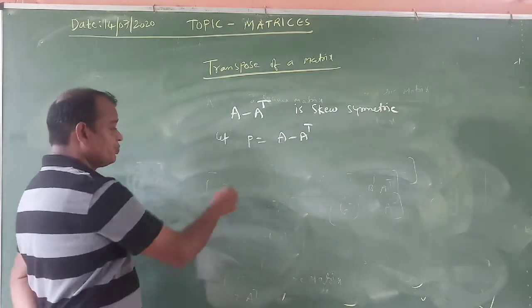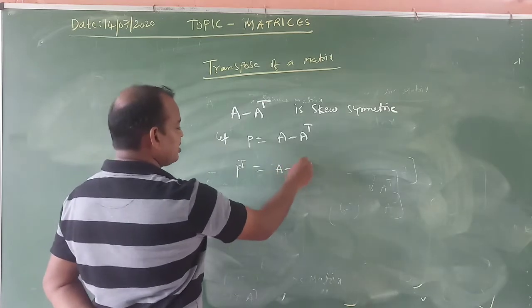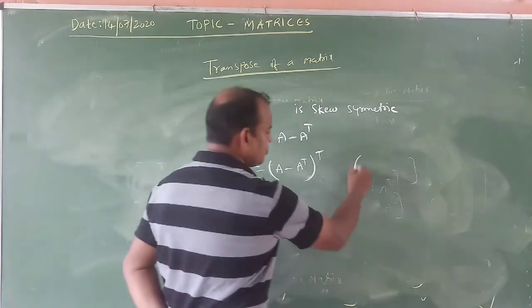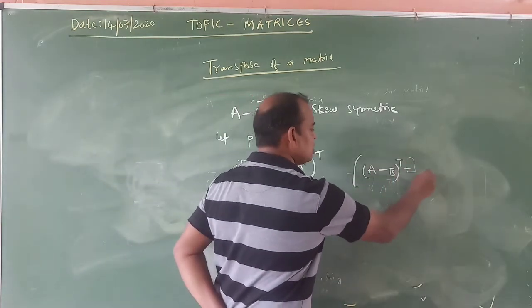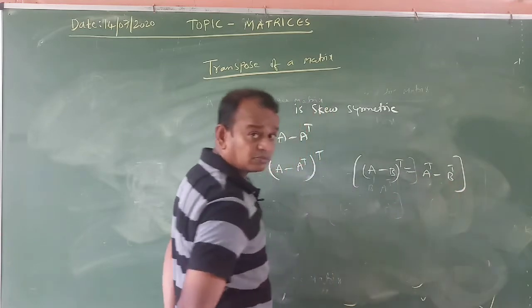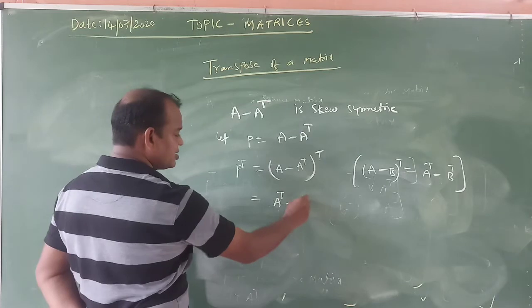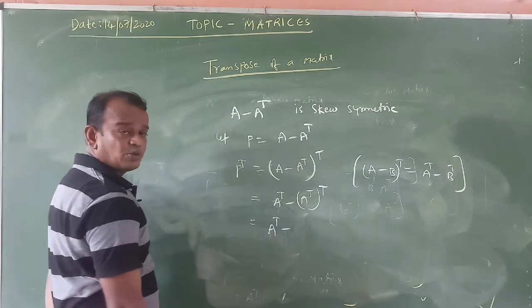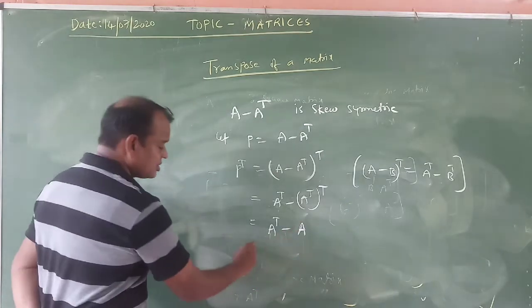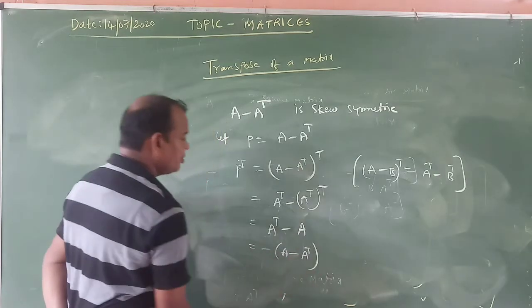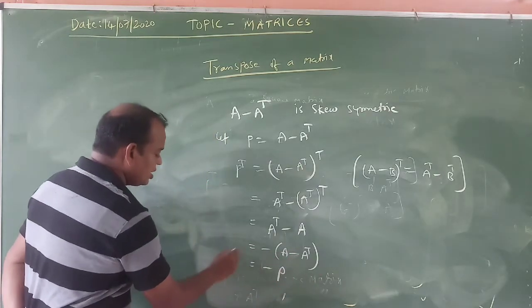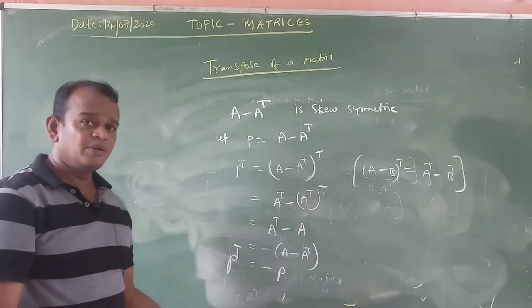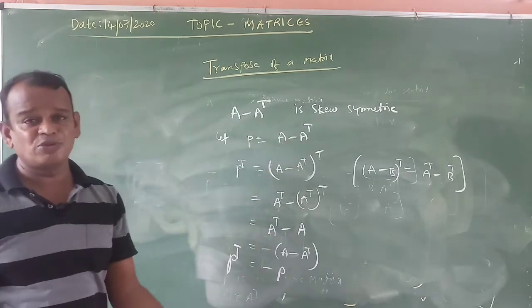Now we will take the transpose. P transpose is equal to A minus A transpose whole transpose. Now the formula for A minus B whole transpose is the same: A transpose minus B transpose. No problem at all. Now A transpose minus A transpose whole transpose equals A transpose minus A. Now take minus common: minus A minus A transpose, which is nothing but P. So P transpose is equal to minus P. Therefore P is a skew symmetric matrix, which means A minus A transpose is a skew symmetric matrix.